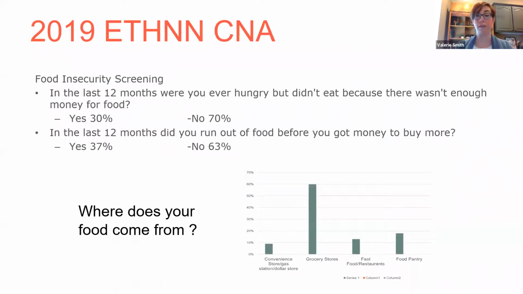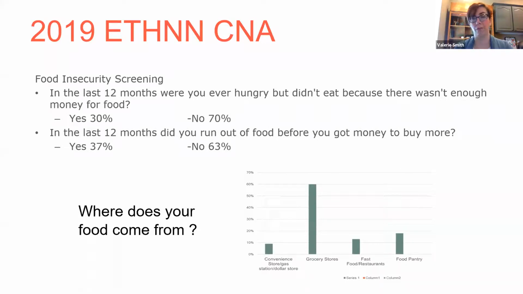So one of the things we did is we integrated the Hunger Vital Sign, which many of you are familiar with. It's the first 2 questions from the Census Core Food Security module, and has been validated as a reliable screen for food insecurity. So we had them add both of those questions in, and you see that for food insecurity purposes, a yes to either of the questions was considered positive. So we had 37% of families who reported being food insecure.